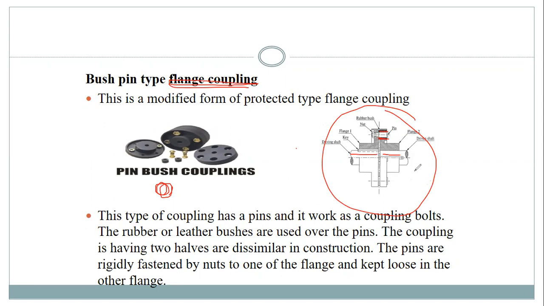We are going to bring two shafts near to each other. We are going to bring the two flanges near to each other. We are going to insert the key, right? But instead of tightening it with the bolts, we are going to tighten it with the help of rubber bushes, leather bushes, or brass bushes over the pins. So what will it do? It will provide us a little amount of misalignment, 0.5 mm of linear misalignment, because of these bush pins. Hence, these are called bush pin type flexible couplings.